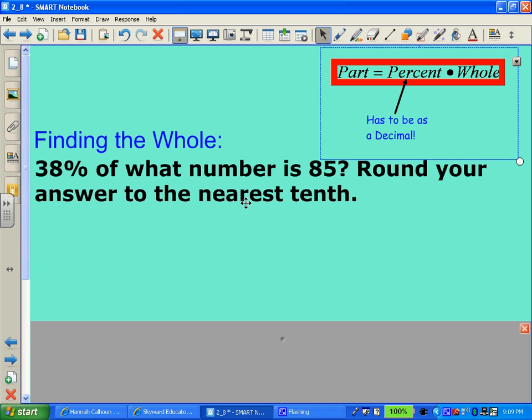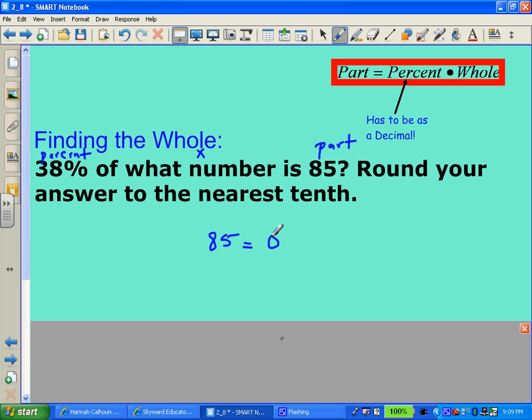Now the third type of problem you're going to see looks like this. It says 38% of what number is 85? Now you'll notice here, after the word of, we have what number. So we don't know that. So the whole is going to be the x this time. Here's my percent over here. Again, I can recognize that pretty easily because of the percent sign. So that means that this has to be the part.